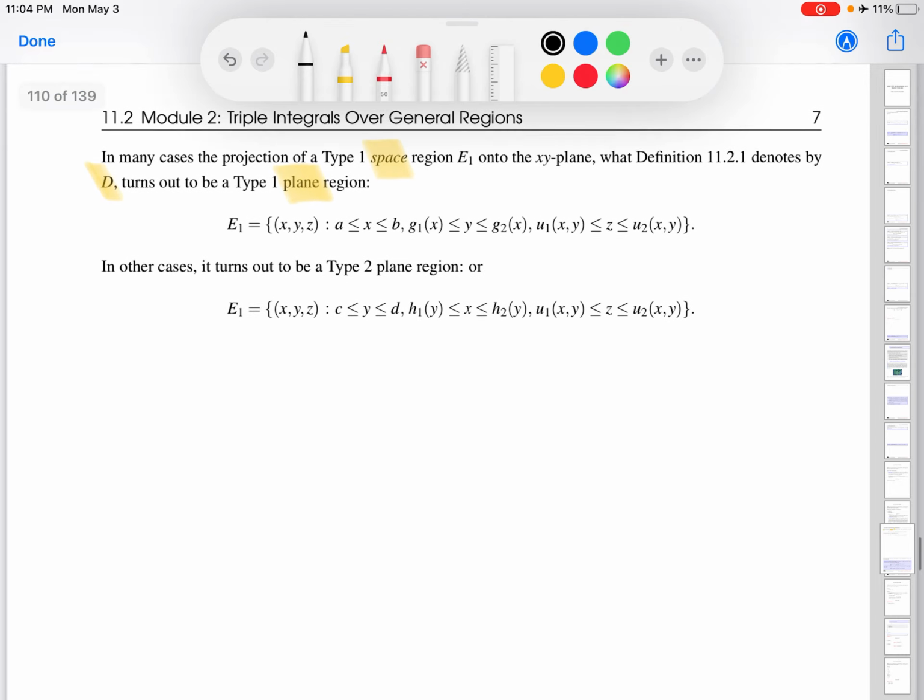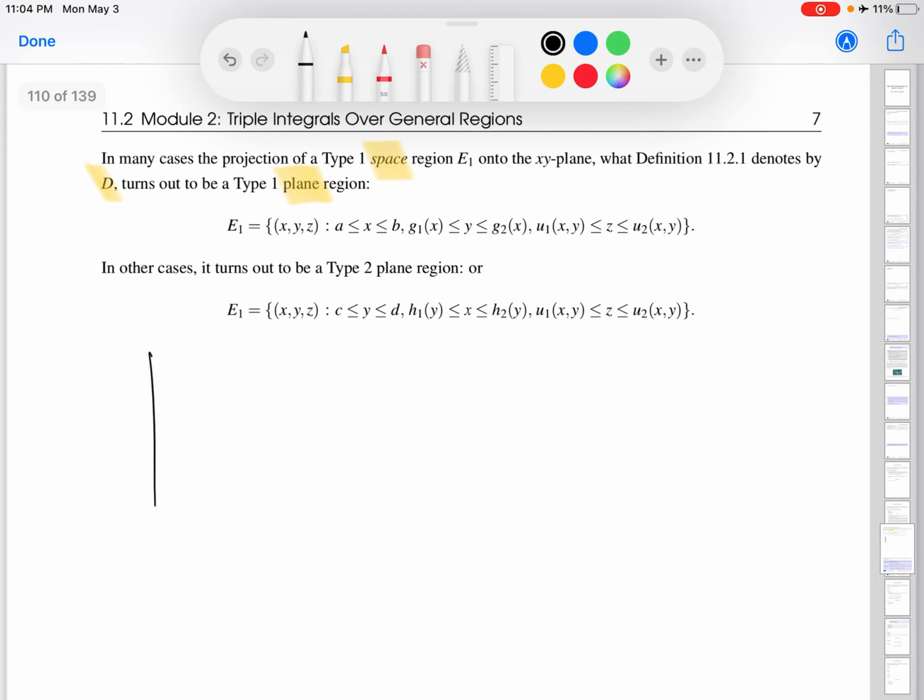What do I mean? I'm going to draw you a picture here. Remember that type 1 plane regions go from A to B in X, and then they have a lower boundary and an upper boundary. This lower curve is y equals g1 of x. This upper curve is y equals g2 of x. That's what we called a type 1 plane region in the previous module's video.